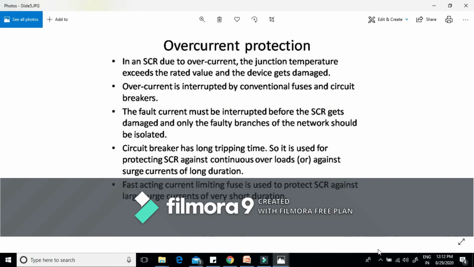Overcurrent protection. Since we know that thyristors have a small thermal time constant, if a thyristor is subjected to a fault, short circuit, or surge, this results in an increase of junction temperature over its rated value. This increase in junction temperature results in the damage of the SCR. Thus, to protect the SCR from such overcurrents, we are using conventional fuses and circuit breakers.